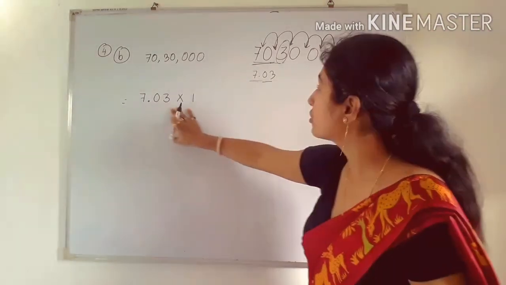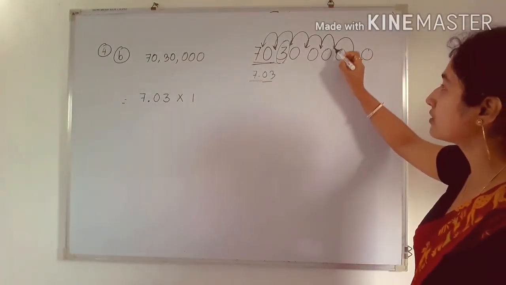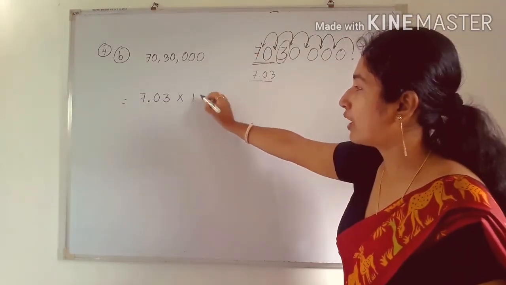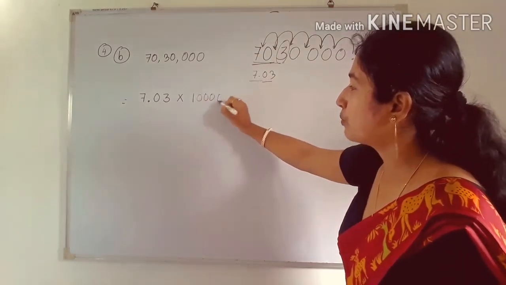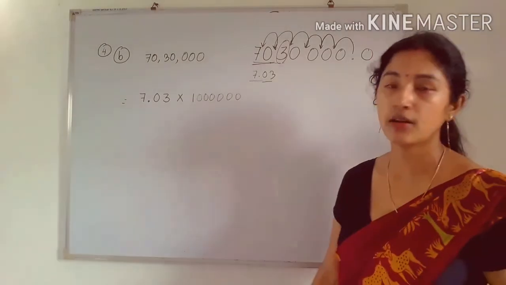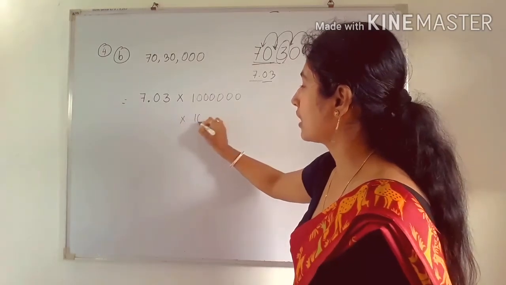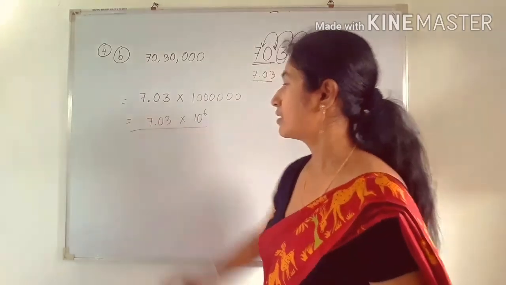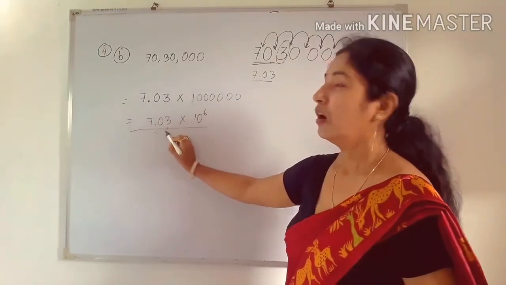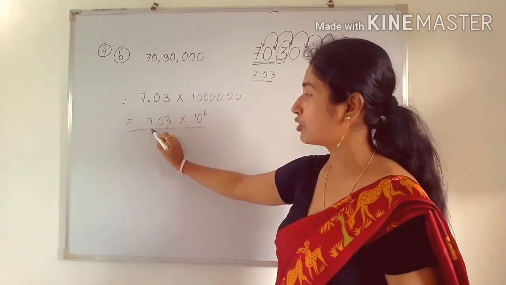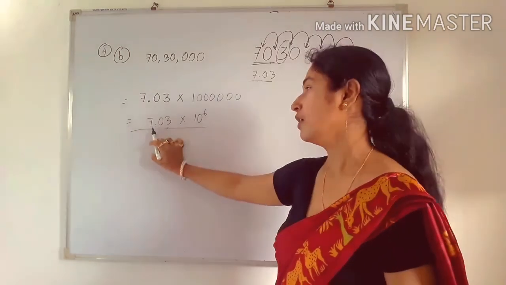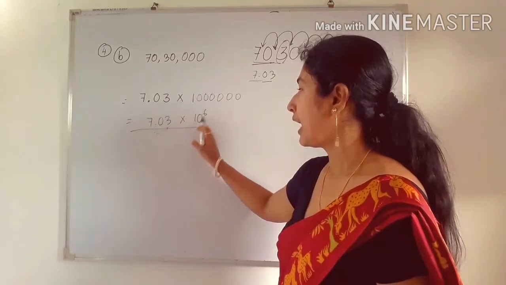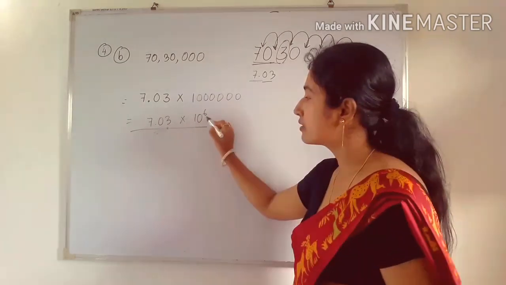So see, 7.03, and how many places did we go to the left hand side? 1, 2, 3, 4, 5, 6. So you have to write into 1, and after that you have to put 6 zeros. So we can write this as 10 to the power 6, and this is 7.03. So this is the scientific notation. According to the definition, this number should be between 1 and 10, and yes, this is 7.03, which is between 1 and 10. And this is 10 to the power 6, and 6 is an integer.